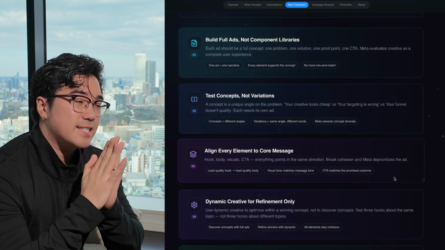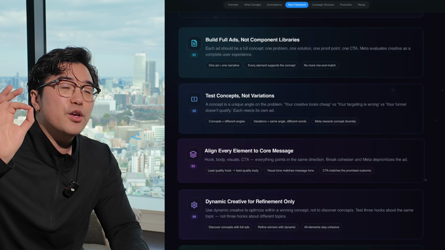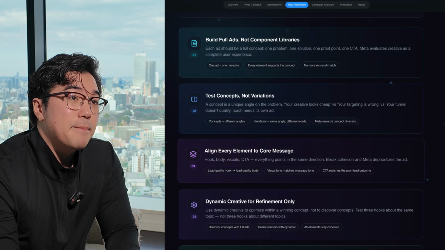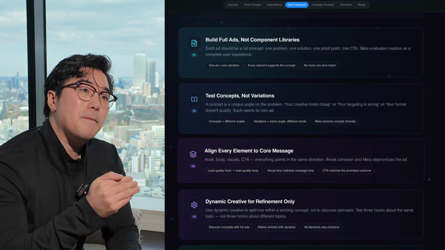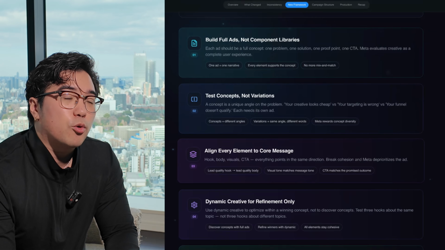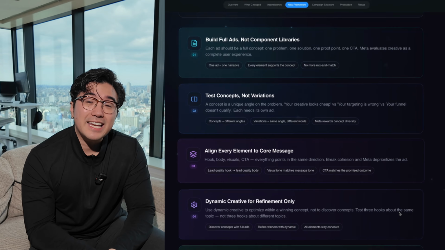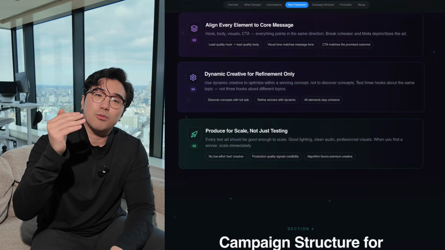Now if you take that same hook and pair it with a body copy about scaling revenue, you've broken the cohesion. Meta's new system will see that as misaligned and deprioritize it. So you have to be ruthless about making sure every single element supports the core concept. Fourth principle, stop using dynamic creative for concept discovery. Use it only for refinement.